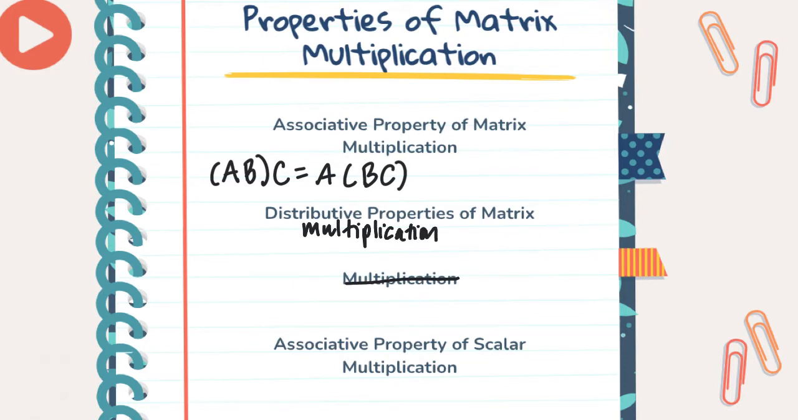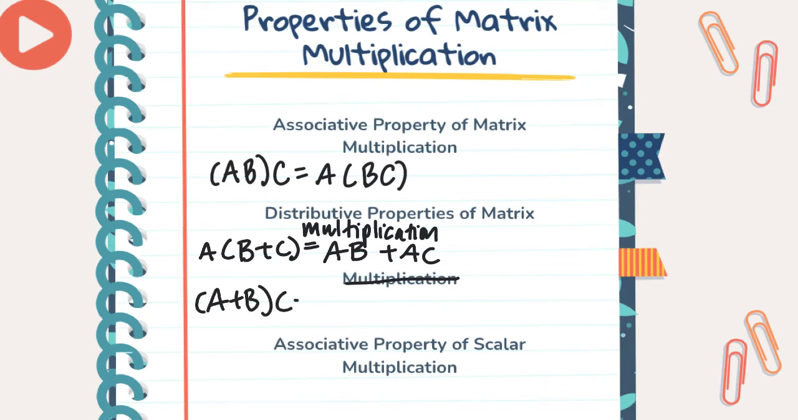So we have the distributive properties of multiplication, and the first one says that A times (B plus C) equals AB plus AC. So this distributive property works the same way with matrices as it would with just normal numbers. We also have a property, the distributive property of matrix multiplication, that states (A plus B) times C equals A times C plus B times C. So you can distribute from the front or you can distribute from the back.